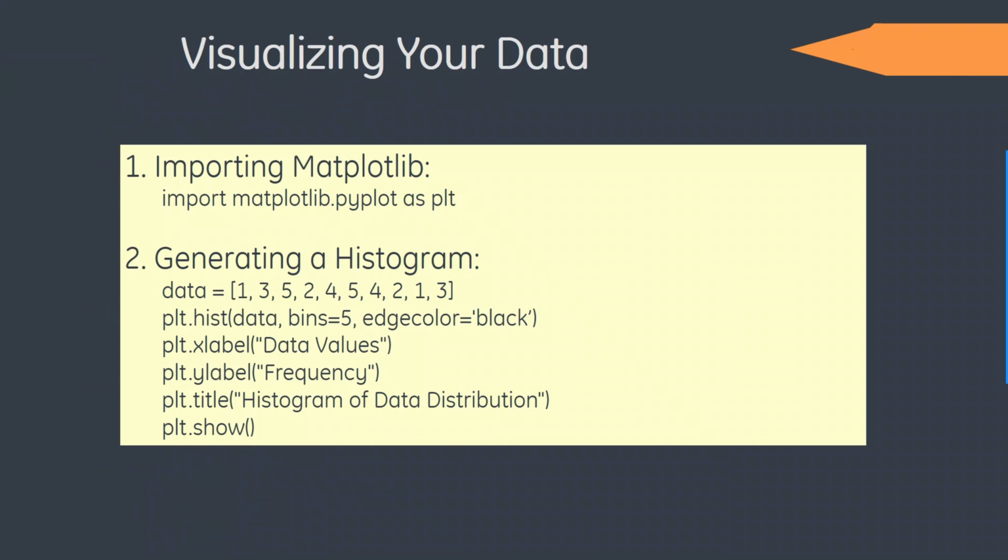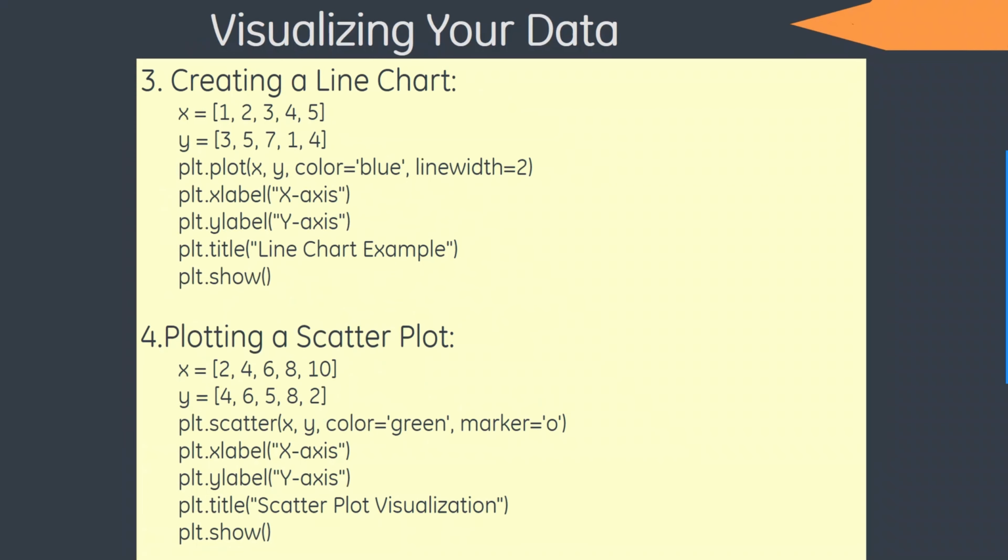Data, bins is equal to 5, edgecolor is equal to black, and we have given xlabel. So xlabel is basically what should be printed on the x side of the axis and the y side of the axis. So we have data values, frequency, and later we have plt.title. The title of the graph will be histogram of data distribution, and plt.show is to show the graph that is being created.